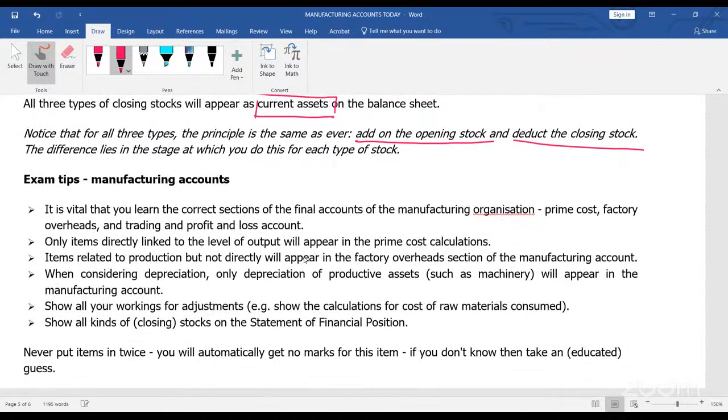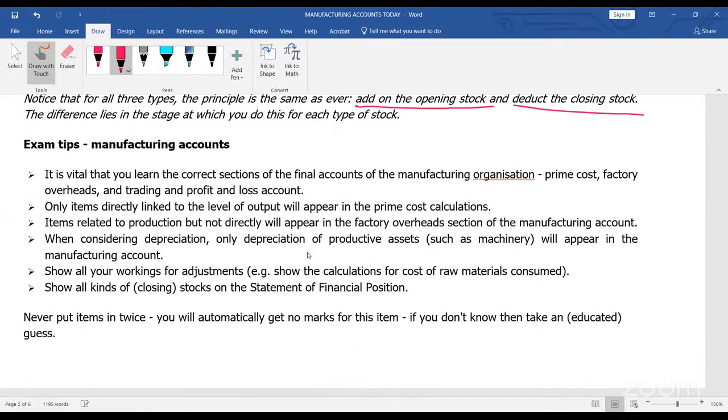Now there are some examination tips. It's vital that you learn the correct sections of the final accounts of the manufacturing organization: prime costs, factory overheads, and the trading and profit and loss account. Only items linked to the level of output will appear in the prime cost calculations. Those items related to production but not in a direct manner will appear in the factory overhead section of the manufacturing account. When you're dealing with depreciation, only depreciation of productive assets will appear in the manufacturing account.